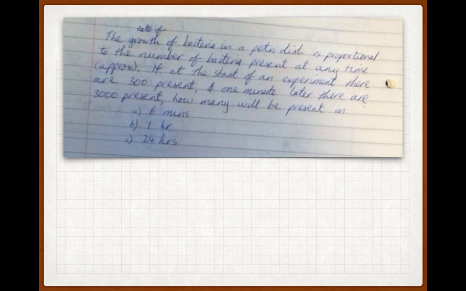So this question is: the rate of growth of bacteria in a Petri dish is proportional to the number of bacteria present at any time, approximately. So that tells us our dP/dt is proportional to P, so we can use the equation dP/dt equals kP. What do we have next?